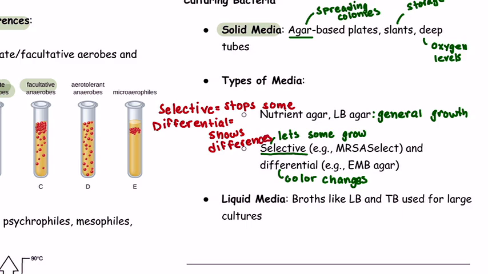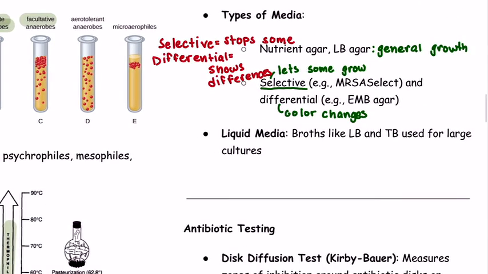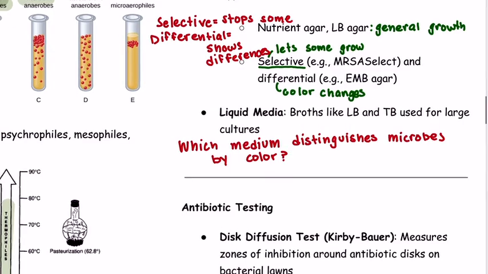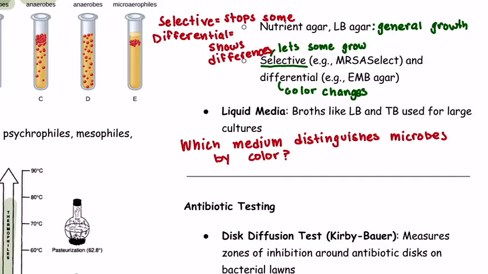And then you have things like liquid media. These are going to be broths, and these are used for larger storage or making lots of cells and proteins. Some test questions you might see: which medium distinguishes microbes by color? So don't mix up selective versus differential. If a test question has something about large scale production, think liquid media.